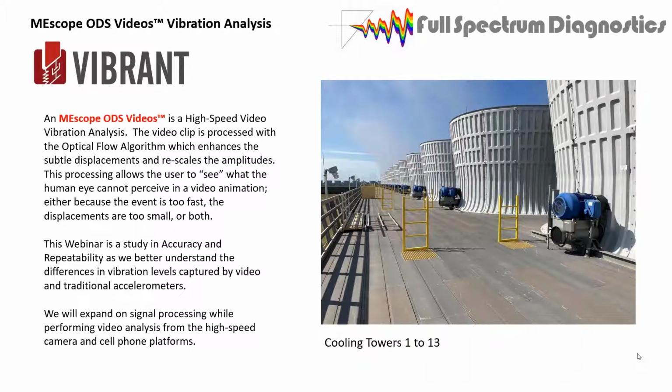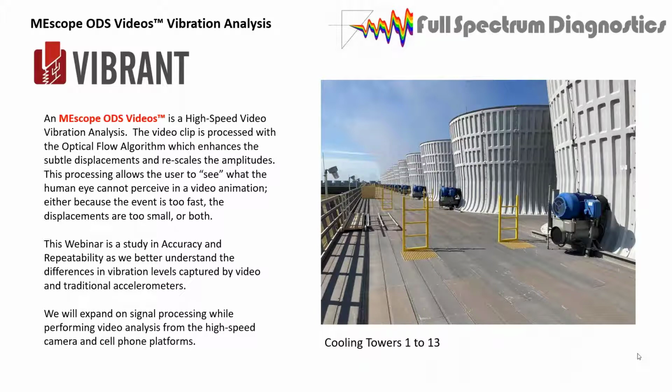So MEscope ODS videos, high-speed video vibration analysis. The clip is processed with something called an optical flow algorithm. It enhances the subtle displacements at the pixel level and rescales the amplitudes. It allows us to process the data and see what our human eyes can't actually see. And usually it's because the vibration is too small to see, but also if the event is too fast, we can slow it down with the high-speed camera. So there's a lot of functionality, a lot of different things that you can do, and we'll get into that a little bit as well.